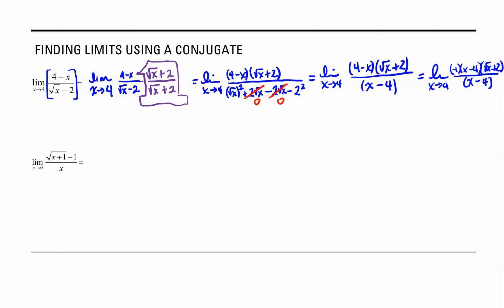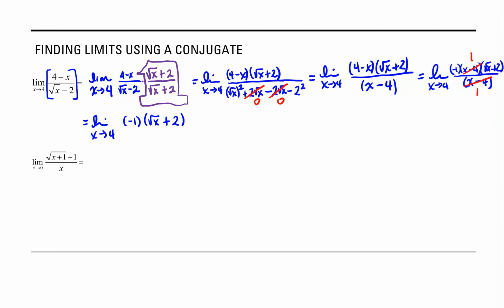Now my factors of x minus 4 in the numerator and denominator are the same. I can simplify them. And so what we're left with is the limit as x approaches 4 of negative 1 times the square root of x plus 2.